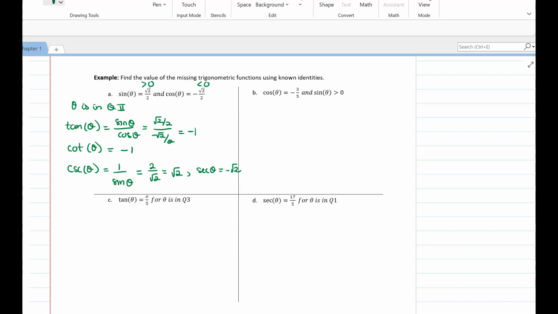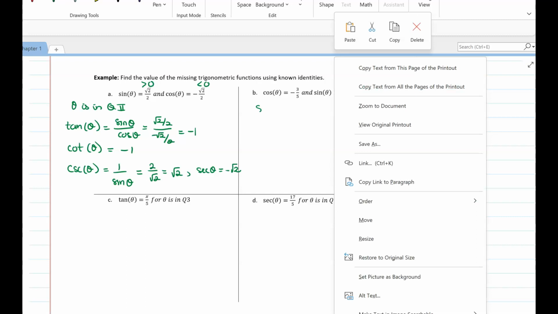Now cosine of theta equals negative 3 over 5 and sine of theta is greater than 0. Well, this means that theta is in quadrant 2, right? Given cosine of theta, we have a trigonometric function that involves sine of theta and cosine of theta, that is the Pythagorean theorem.